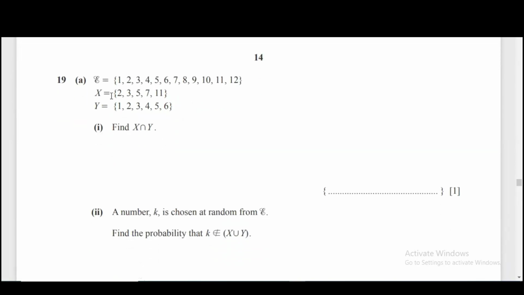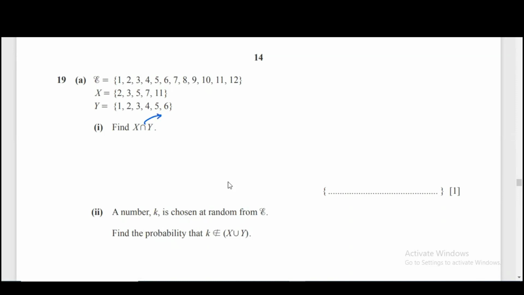In this question, the universal set is given, 1 till 12. The set X is 2, 3, 5, 7, 11, and set Y is 1, 2, 3, 4, 5, 6. In part 1, find X intersection Y. This is the symbol of intersection. What is the meaning of intersection?